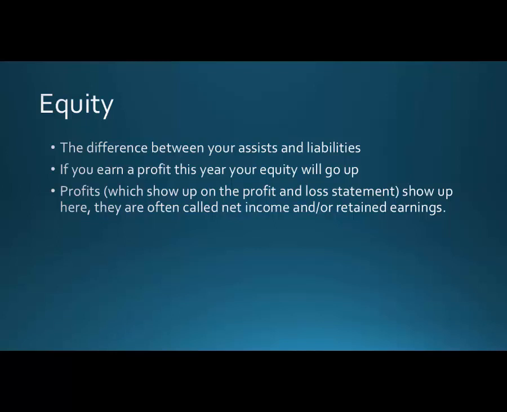Now remember, we're talking about cooperatives here, and this equity eventually will get returned back to our farmers that are members of our cooperative. Profits are going to show up on a document called a profit and loss statement. And when you make a profit, it's going to cause the equity portion of your balance sheet to go up. We sometimes see it called net income or retained earnings. Just as a heads up, you might see that terminology.